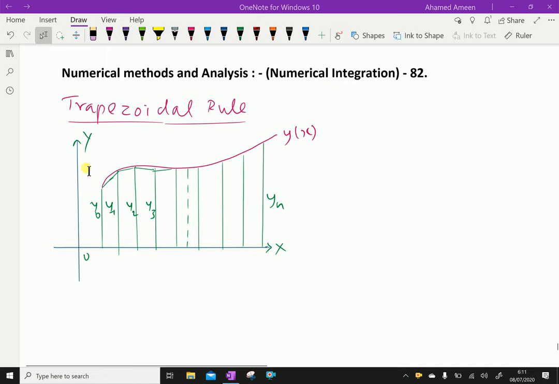In numerical methods and analysis of numerical integration, let us discuss the trapezoidal rule. Here, consider this figure. In the xy plane, the function y of x is drawn, and from start to end we drop perpendiculars to the x-axis, that is ordinates, let them be y0, y1, y2, y3, up to yn. Now, we will derive a formula for the trapezoidal rule.